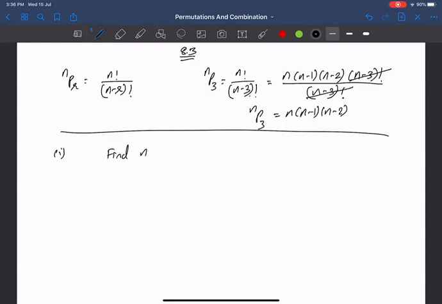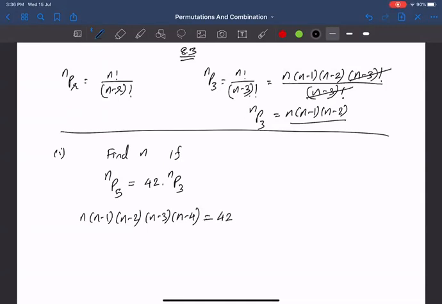Question: find n if nP5 is equal to 42 times nP3. So nP5, if we write by the shortcut, you know that it is nothing but n into (n minus 1), (n minus 2), (n minus 3), and last term (n minus 4). That will be equal to 42 times n into (n minus 1) into (n minus 2). We can cancel n, n minus 1, and n minus 2. That gives you the solution.